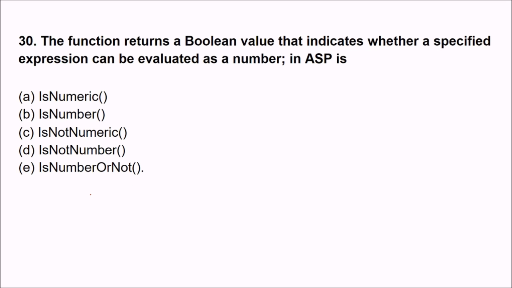30. The function returns a boolean value that indicates whether a specified expression can be evaluated as a number. In ASP, so boolean return, and the answer is IsNumeric. We'll go with the first one. In ASP, the IsNumeric function returns a boolean value that indicates whether a specified expression can be evaluated as a number or not.